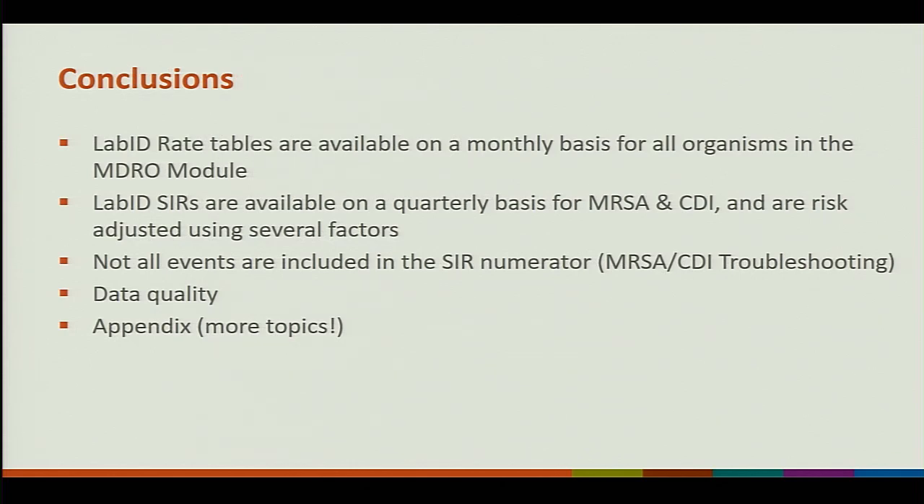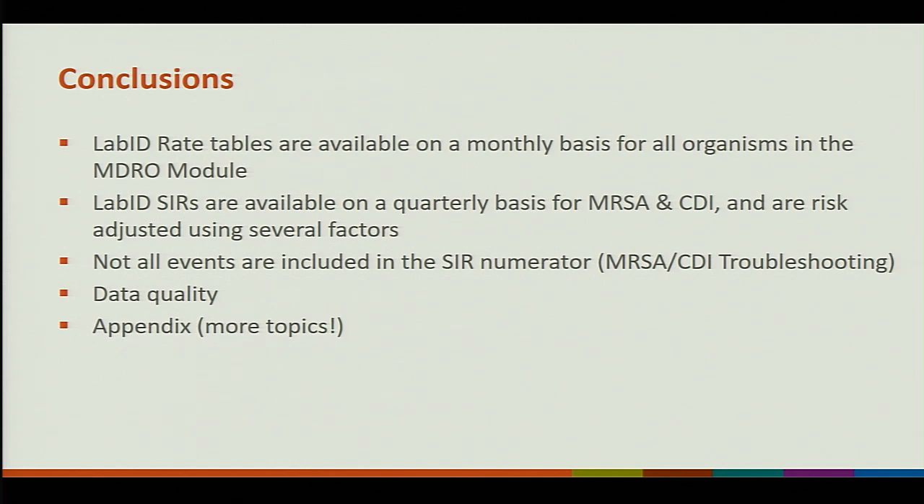Okay, so in conclusion, for our section, LabID rate tables are available on a monthly basis for all organisms in the MDRO module. LabID SIRs are available on a quarterly basis for MRSA and CDI and are risk adjusted using several variables. Not all events are included in the SIR numerator, and for additional details on that, I will point you to earlier in this presentation, as well as the MRSA and CDI troubleshooting document.